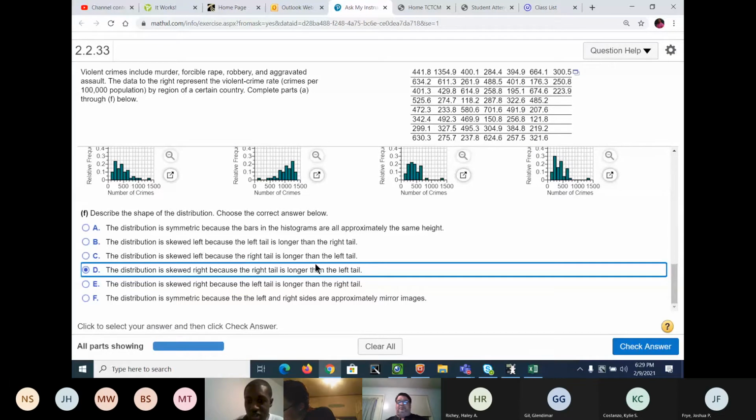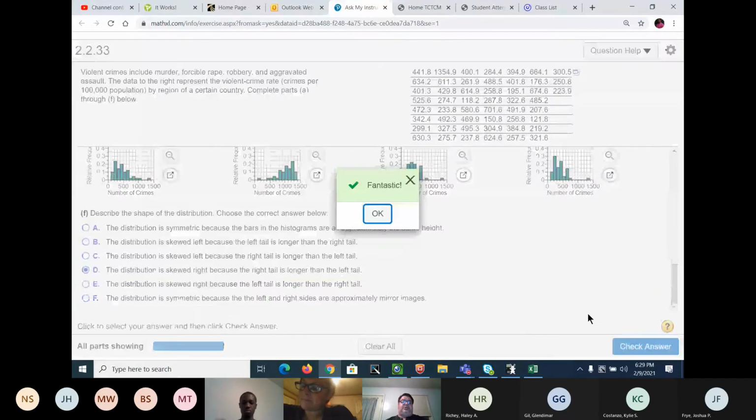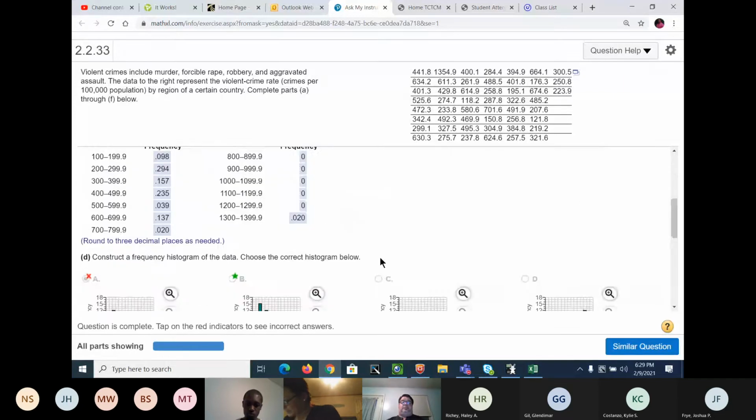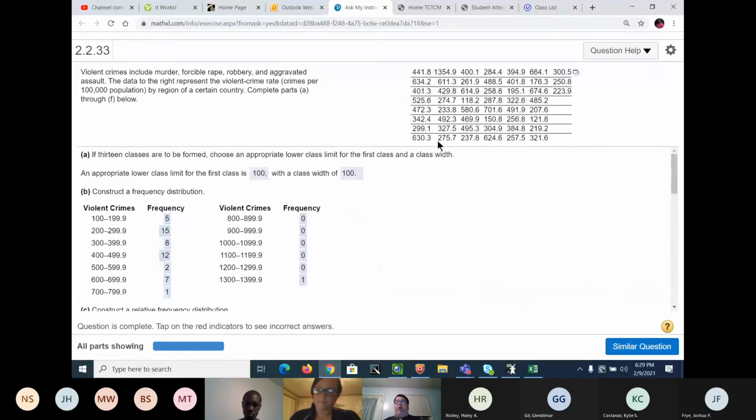I know they're trying to make it hard for students on homework. This is a good homework problem, but it's not a good test question. There's too many parts, too many numbers. It's a good homework question.